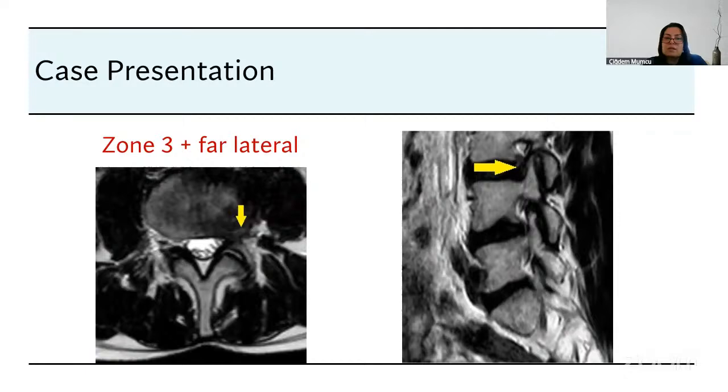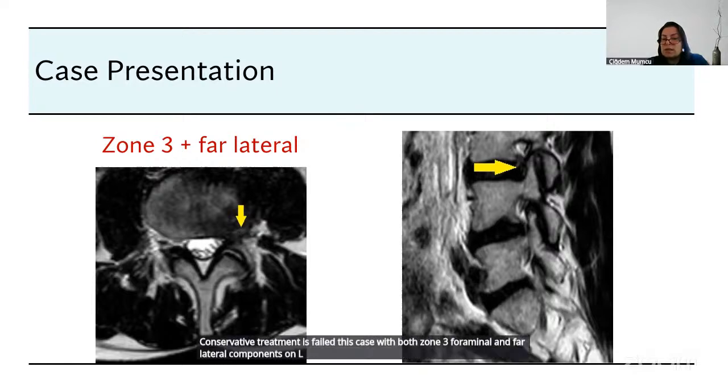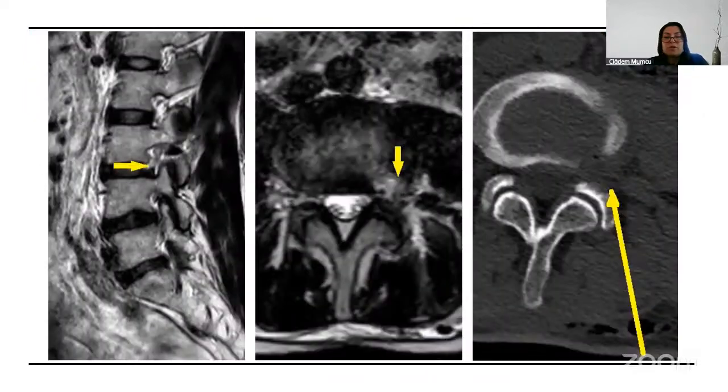Now, let's look at a case example. This 40-year-old male presented to us with severe left leg pain and numbness for 1 month. He had motor weakness. Conservative treatment failed. This case had both zone 3 foraminal and far lateral components at the L3-4 level. These are the post-operative images. You can see our tracing on CT.